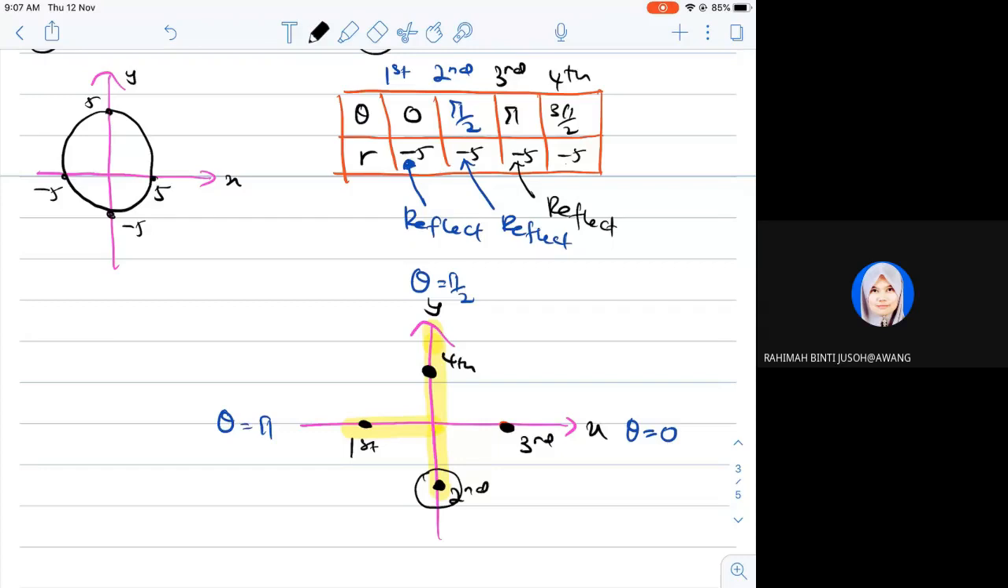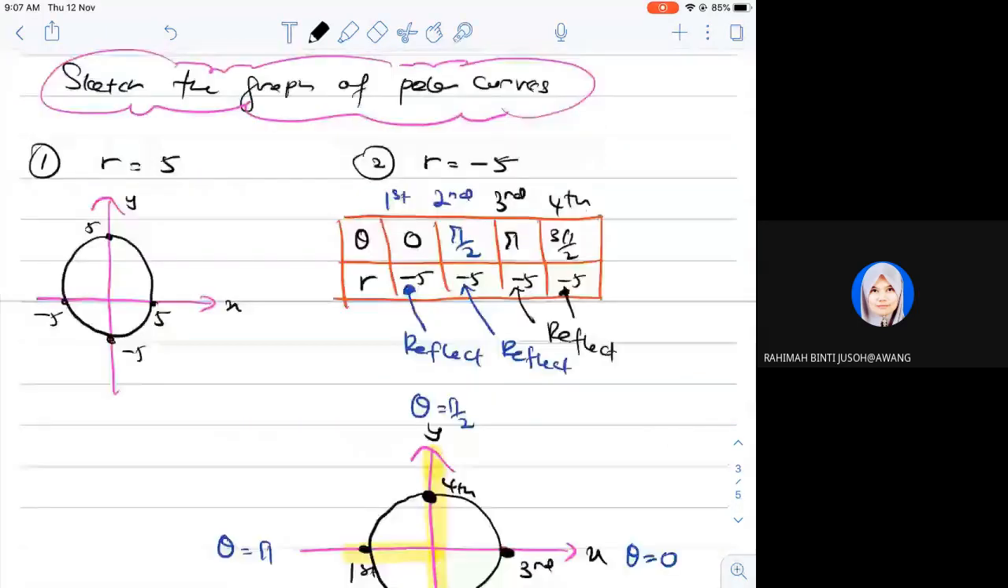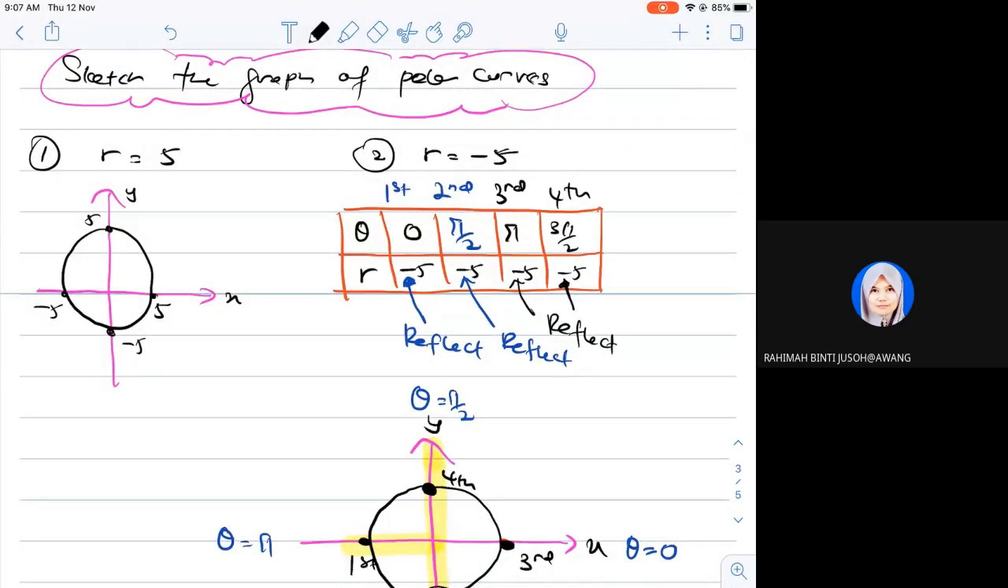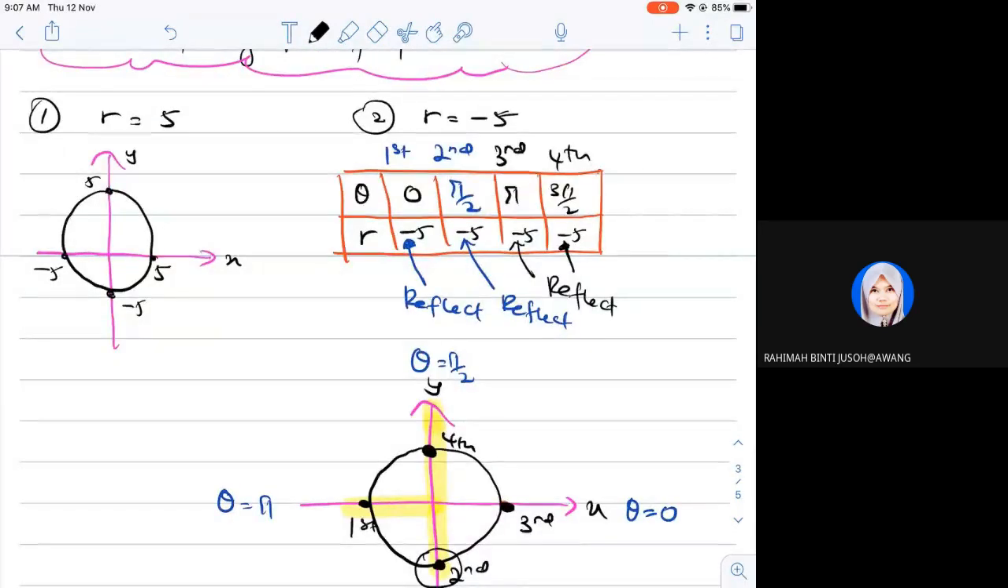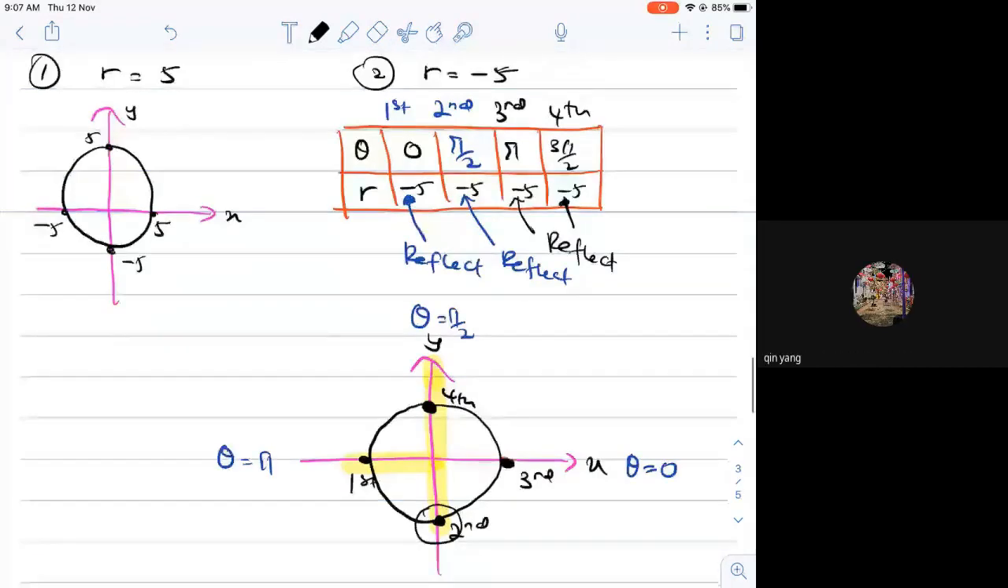Because of negative sign ni, sebab negatif ni, so kita kena reflect juga. So last kali bila kita dah letak semua titik tu, kita dapat balik circle. Okay, that's why for the case of negative 5, we also have a circle with radius 5. So understand the concept of reflection kat sini? Can you get the point here? Yes, okay. Okay, good.